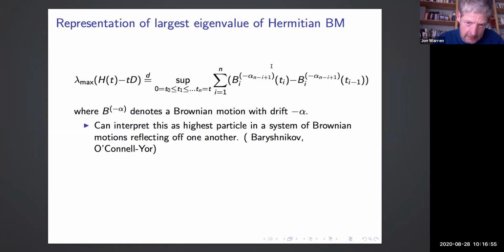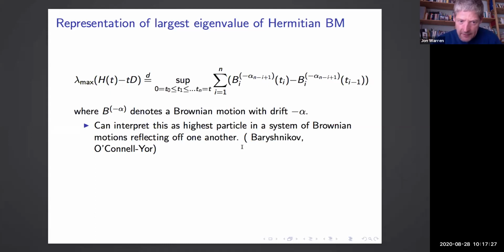So that's the right-hand side. I mean, it is a rather wonderful expression, even if it's a bit intimidating at first. You can interpret it as a system of Brownian particles reflecting off each other. I should mention that I think Baryshnikov is usually cited as being responsible for the result for a fixed t as an identity in law, and it's O'Connell and Ure that prove it as a process in t.